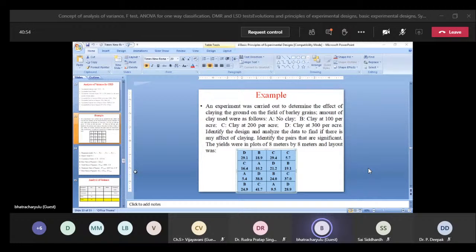Sorry for the interruption, sir. Are you entering the data anywhere, sir? Yeah, here I'm entering how to enter the data in SPSS. But we can't see it, sir. Oh, okay.